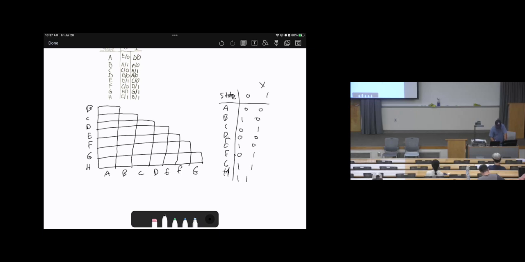Then we can make the comparison. Here is A, here is B. A 0, 1, B 1, 0. They are not equivalent. Then cross it. They are not the same. A and C. Here is A, here is C. They are not equivalent. Then cross it.